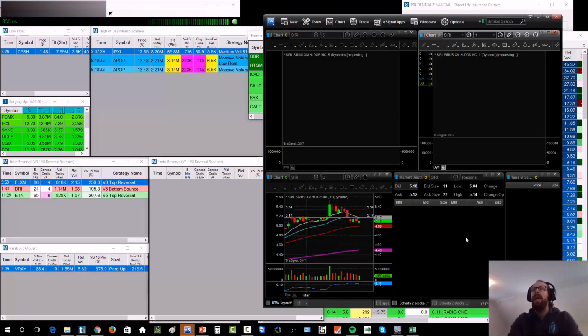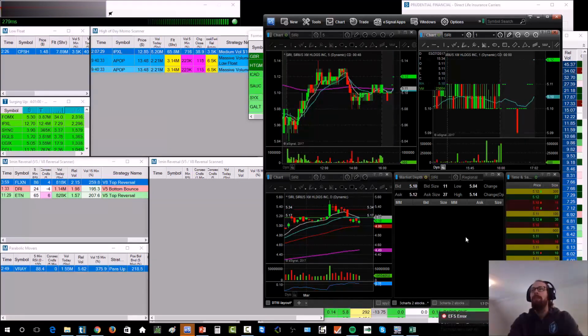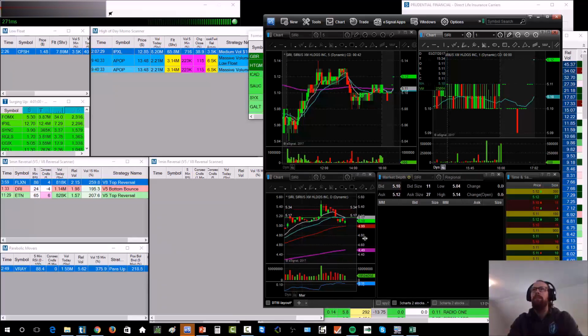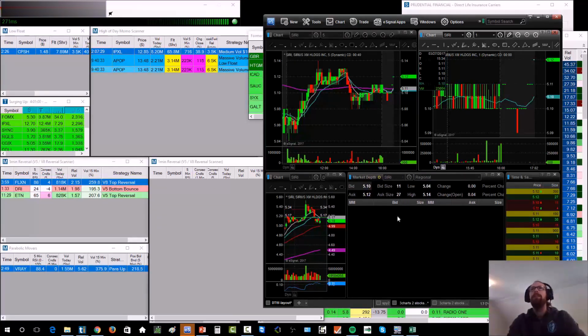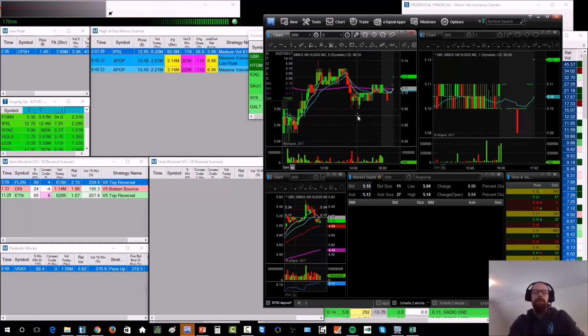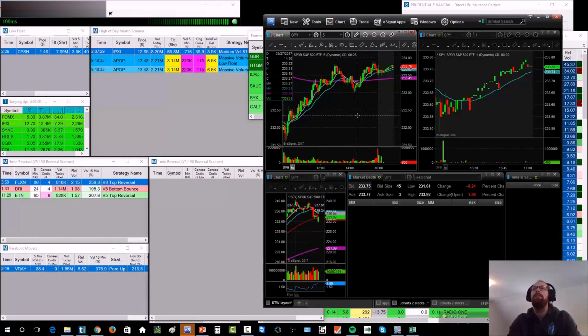So here we have Siri. We're going to pull the level 2 up on this one. Looks like we're trading right around 511, something like that. I don't know why this is loading slowly. But what you would see on the left is the bid and the buyers, and then on the ask, you've got the sellers. And at each tier, the colors will change. Let's pull up another stock.